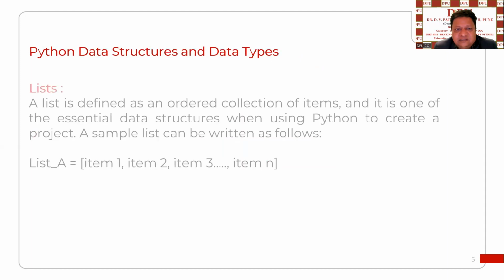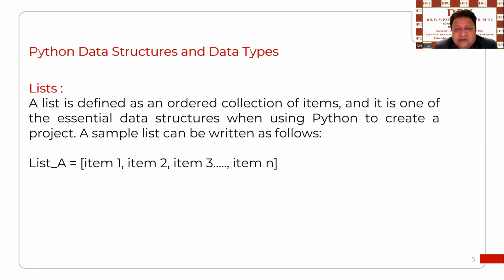I have explained the non-primary data types, that is list, set, tuple, and dictionary. So basically, what is a list? A list is an ordered collection of items, and by using Python we can create a list. If you want to create an ordered collection of items, we can define a list. In a list we can enter duplicate values as well.